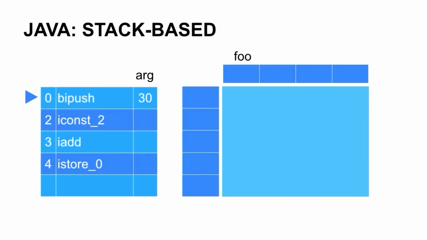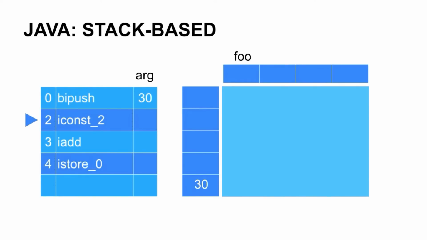As you may know, Java uses a stack-based implementation. So if we took the statement foo equals 30 plus 2, this is how it would look in Java bytecode. Here, you can see the bytecode on the left. The left column is our stack, and the line across the top are our local variables. So to add 30 and 2 together, we start by pushing 30 onto the stack. This is a bipush. It pushes a byte as an integer onto the stack, like so.